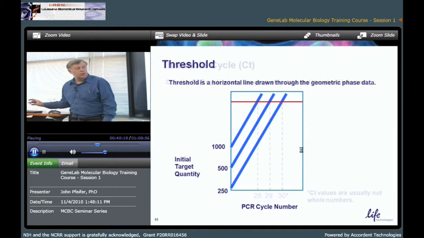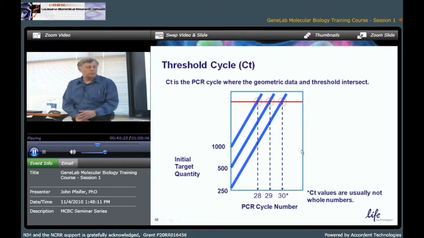Next, where each of the geometric amplifications cross the threshold, this will correspond to a PCR cycle number that we call the threshold cycle, or CT for short. Now realize, while I've drawn the CTs as whole numbers, in reality, they're more likely to have decimals. I'm just trying to keep it simple.